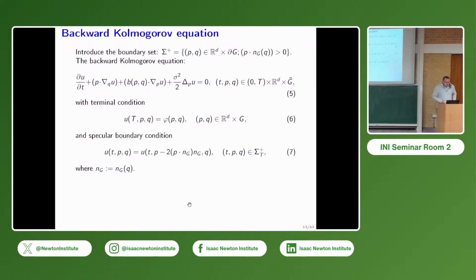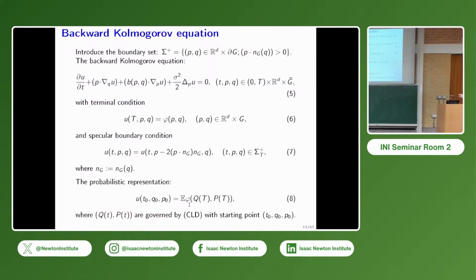So next we write down the backward Kolmogorov equation, to which we connect our CLD via the Feynman-Kac formula. The equation itself is as usual, nothing really different here. Terminal condition, but we also have a specular boundary condition here. Yes, we are working in a bounded domain. So when Q belongs to the boundary, then this condition should be satisfied. And the structure of this condition is again the same as this R term we had in CLD.